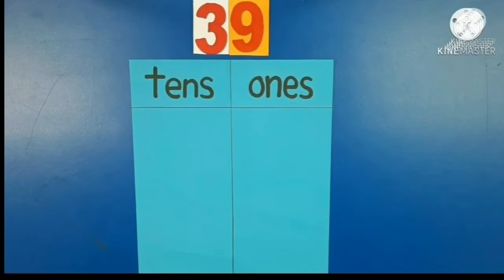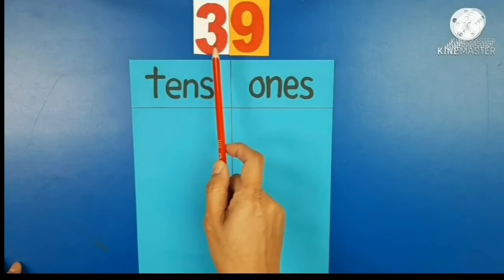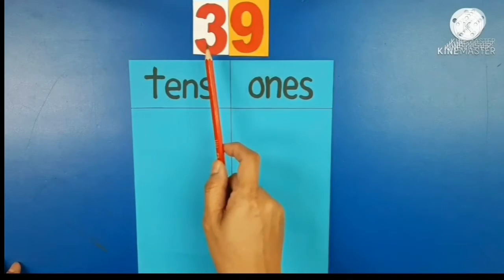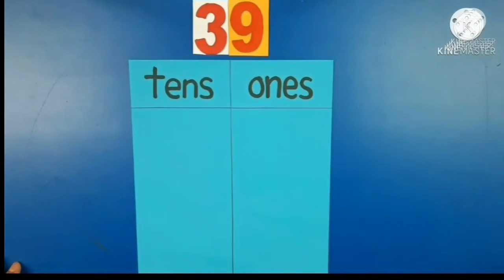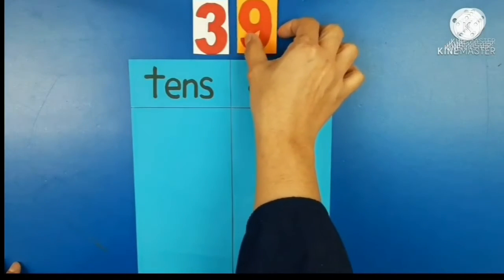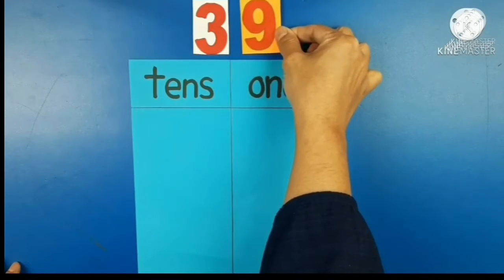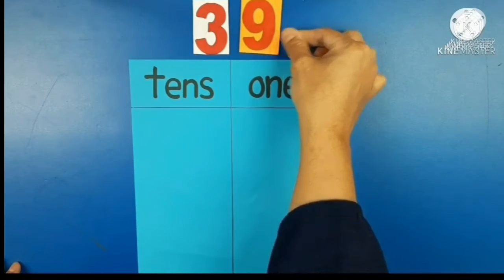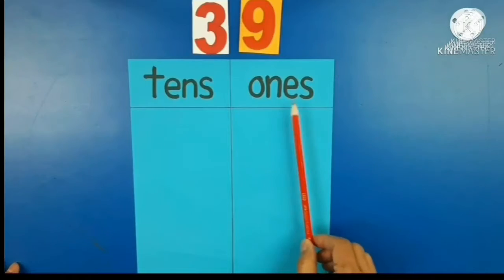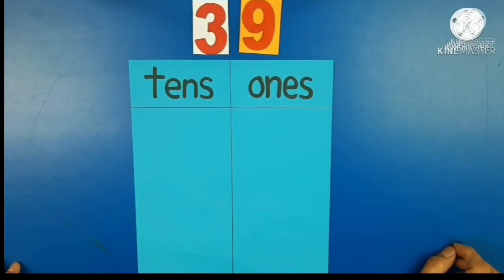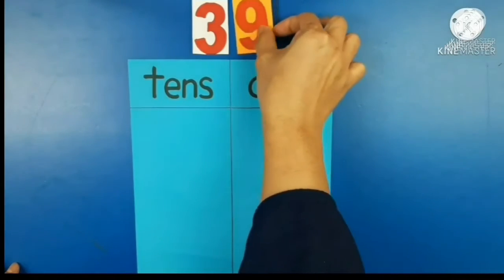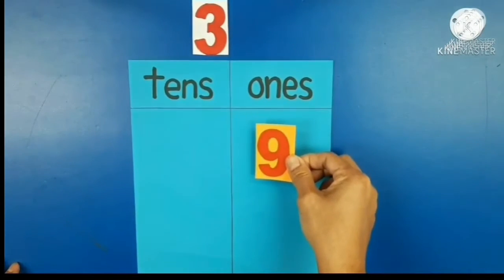Alright, now let's try your understanding. Just give it a shot, okay? No worries if you make a mistake. This is what learning is all about. What number is this? 39. So, number 9. What is the place value of number 9? Is it in column tens or in column ones? Yes, number 9 is in column ones.